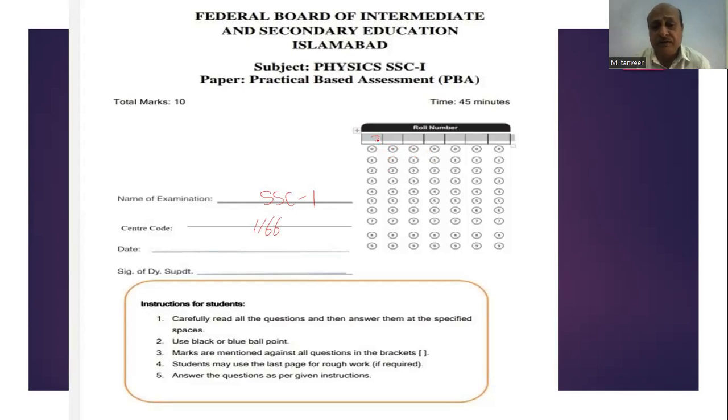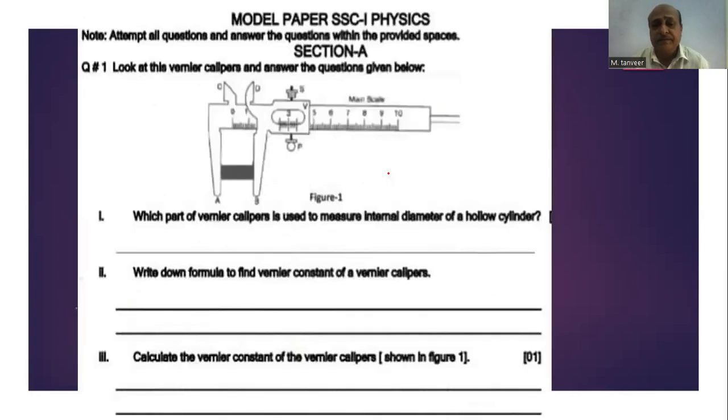Suppose your roll number is 3257116. You have to fill the circles for each digit: 3, 2, 5, 7, 1, 1, 6. These circles must be dark. You have to make these circles dark.